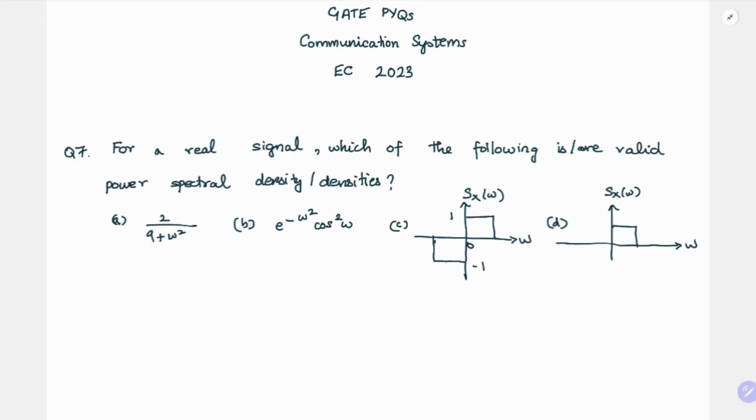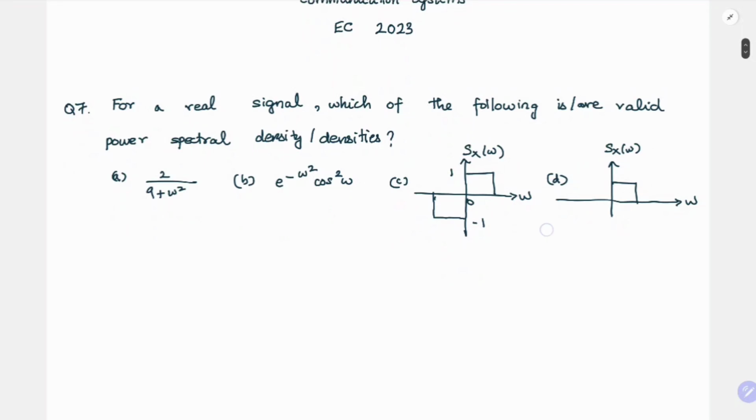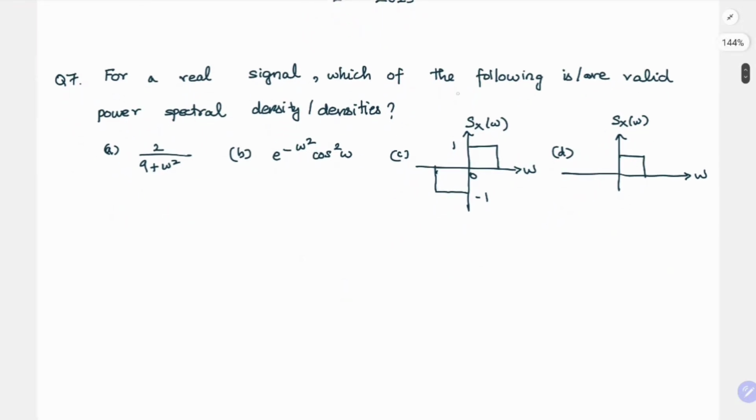Hello guys, welcome back. So here we have another question on communication system from GATE 2023. For a real signal, which of the following is or are valid power spectral density or densities? So it is an MSQ question.